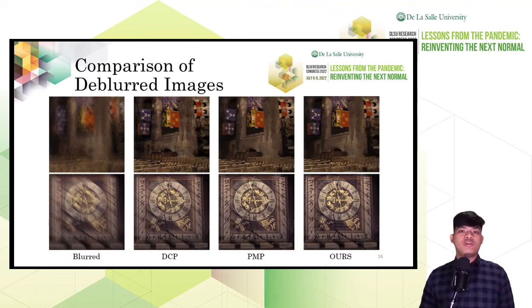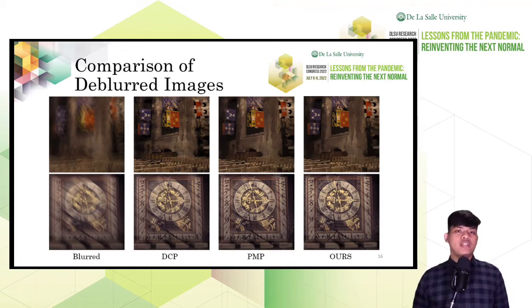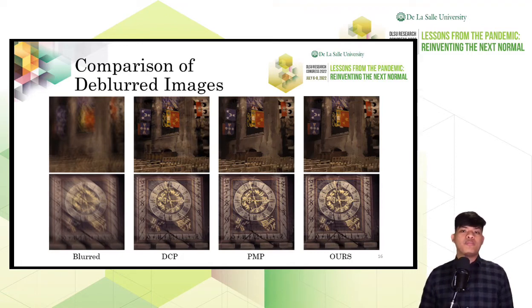Here is the visual comparison on the first two challenging images from the dataset of color. From top to bottom are respectively the blurry 1, 8, and the blurry 2, 9 images. From left to right are the blurred image, the deblurred image using dark channel prior, patchwise minimal pixel prior, and ours, the elastic channel priors.